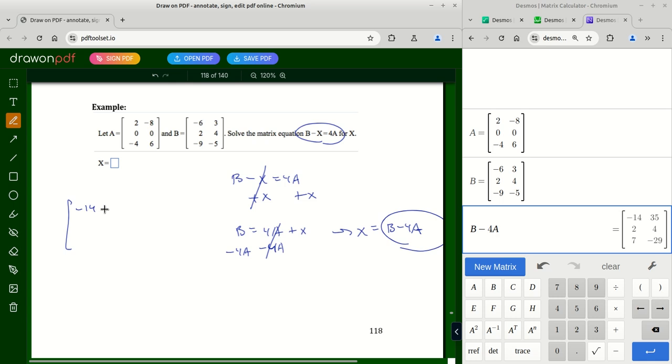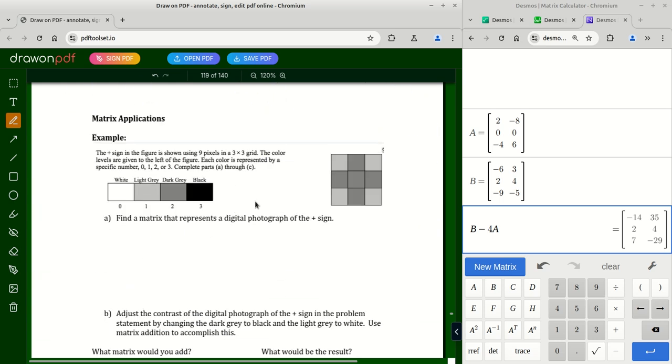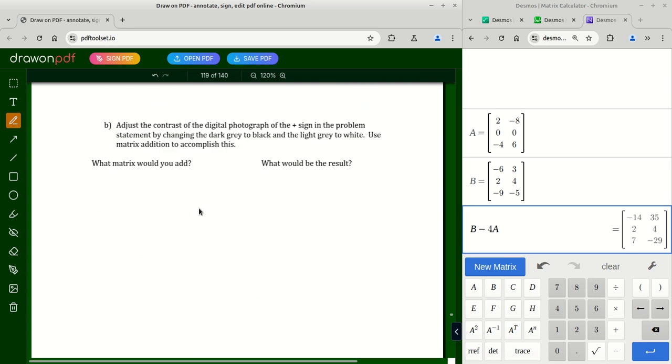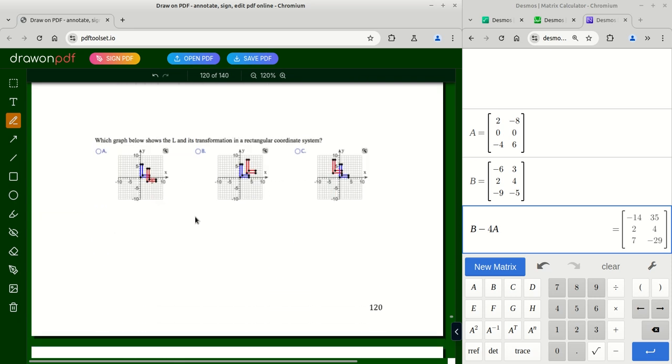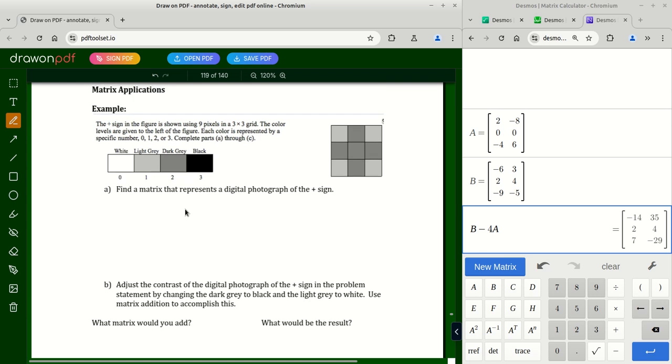Okay. 35, 2, 4, 7, negative 29. There it is. Okay, so application stuff. I think there's not too many. There's this one, then there's the L problem, and I think we're done. It's not too many things.